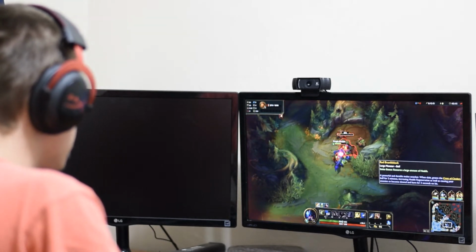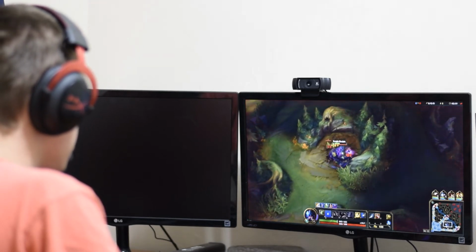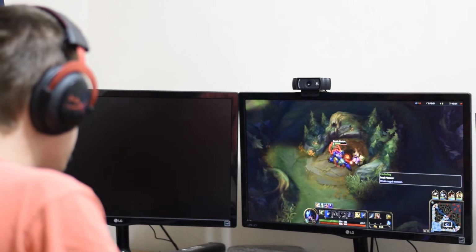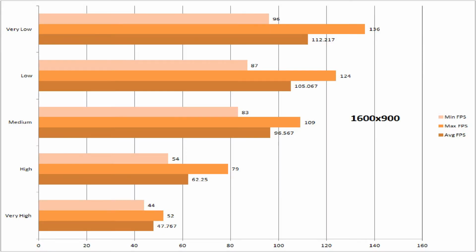I felt like going below 1366 by 768 was sacrificing too much resolution, and most modern laptops won't have a screen display below that. However, the test results weren't condemning at all. At very high on 1920 by 1080, League averaged 44.75 frames per second, which is respectable and 100% playable. If you want to average above 60 FPS on 1920 by 1080, you would need to drop the settings to medium. At both 1366 by 768 and 1600 by 900, you can bump the settings up to high to keep an average FPS of over 60.